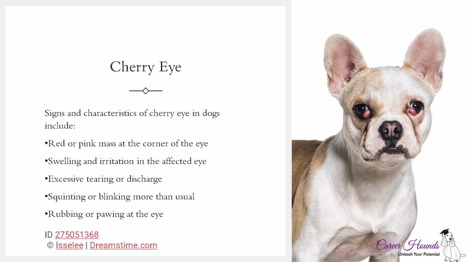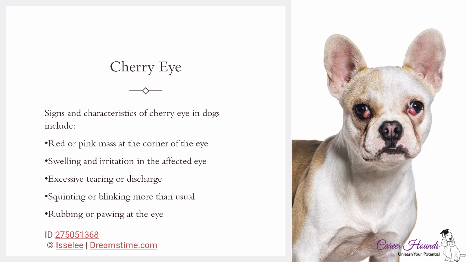Cherry eye in dogs refers to a condition where the gland of the third eyelid protrudes or becomes visible, resembling a small reddish-pink mass at the inner corner of the eye. This condition is formally known as prolapse of the gland of the third eyelid. The third eyelid has a gland responsible for tear production and distribution in the eye. When the ligaments holding this gland weaken or are affected, the gland can protrude, leading to cherry eye.